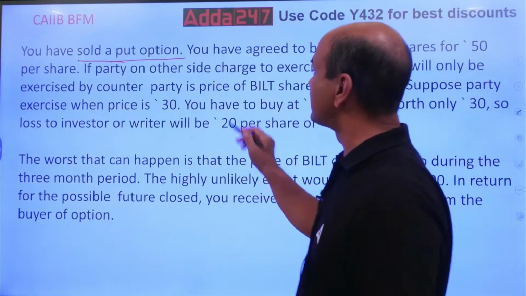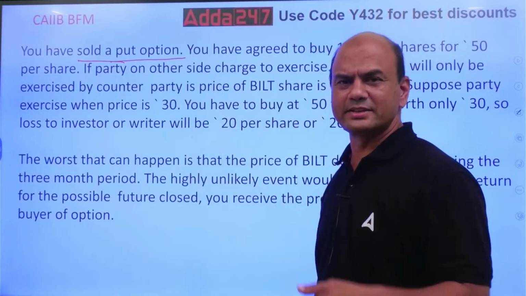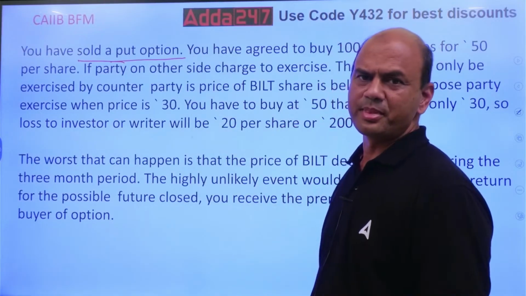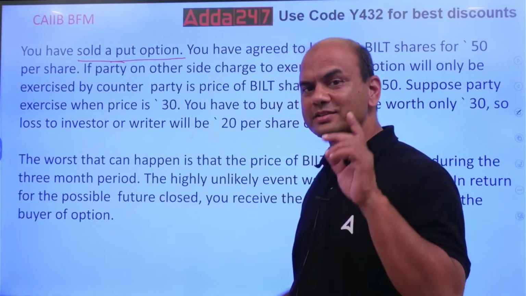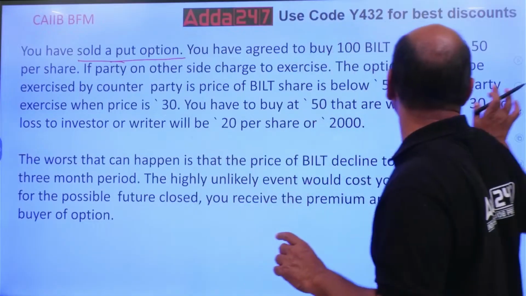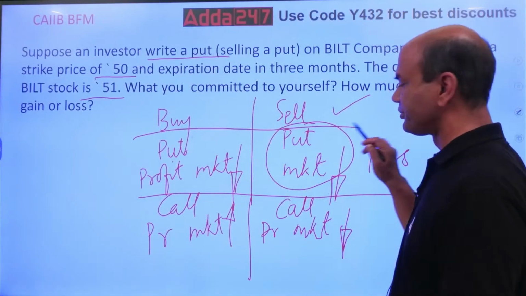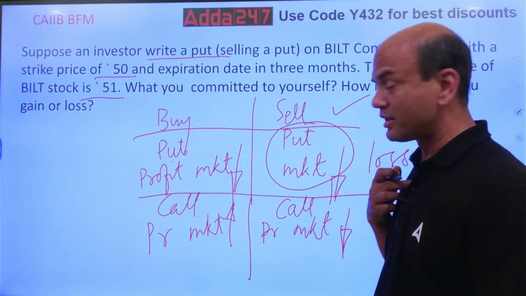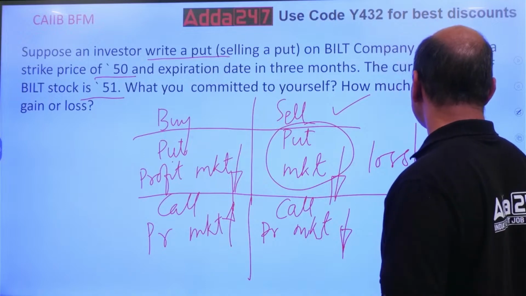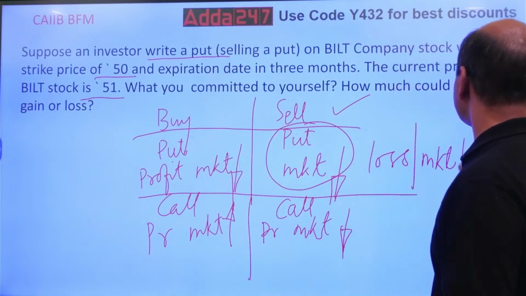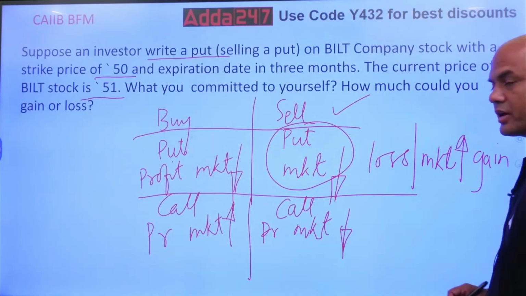If the party on the other side chooses to exercise, meaning if there is a buyer, let's say I sell this and there is a buyer. Now when will this buyer gain? Understand this clear logic. When will this buyer gain? This table is very important. I am the seller of the put. When will I gain? When the market is up, I'll gain. I'll make the profit.